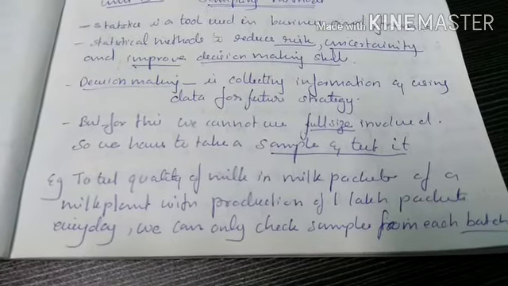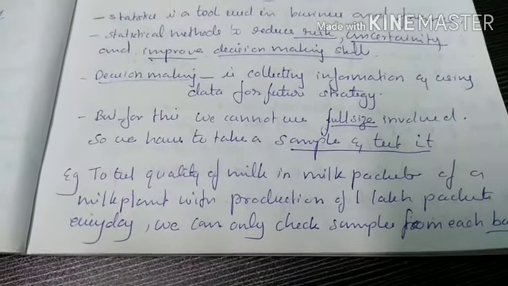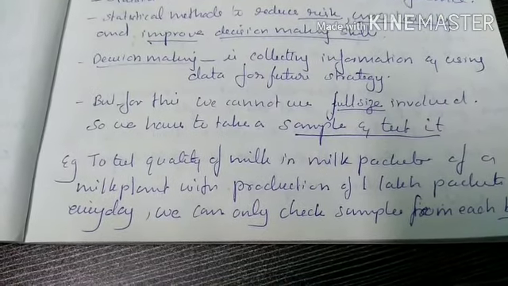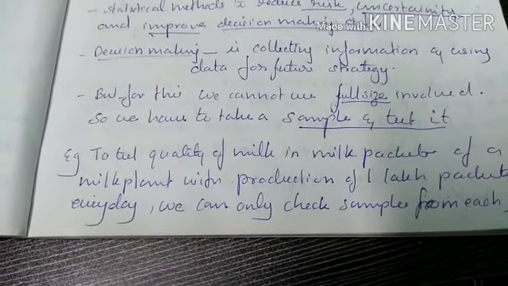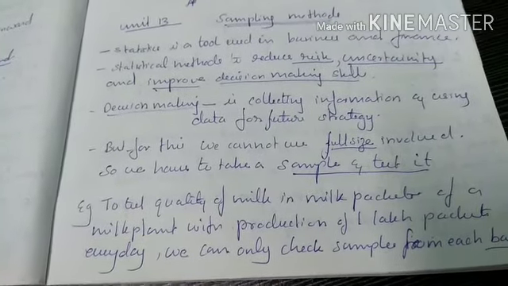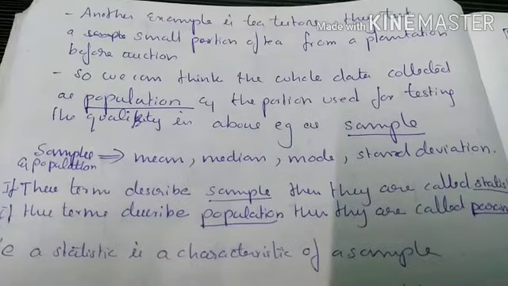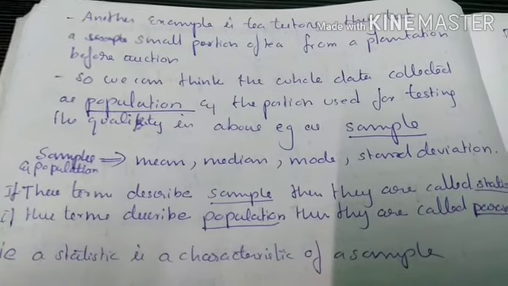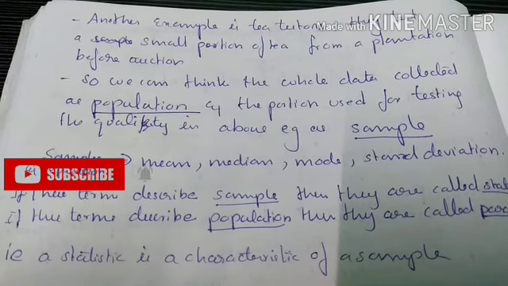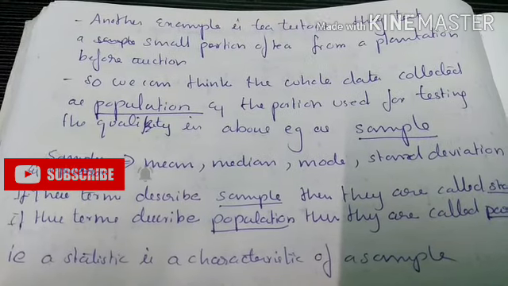For example, to test the quality of milk in milk packets of a milk plant with a production of 1 lakh packets every day, we cannot check the whole 1 lakh packets. So we have to check some samples from each batch. Thus we can arrive at the conclusion that milk packets are good for consumption or not. Another example is that of tea testers. Their job is to test tea from the whole plantation before auction. They will only test a small portion of the tea.